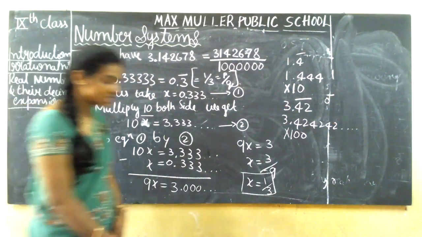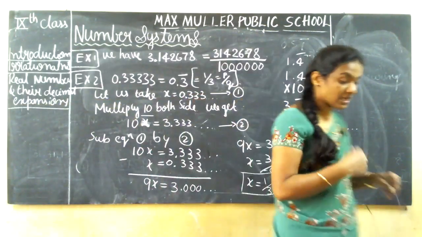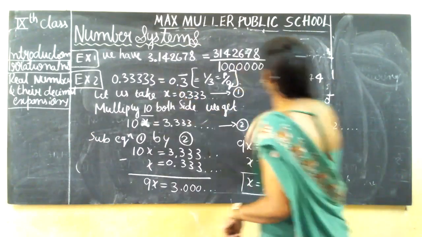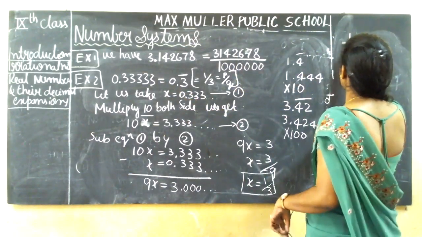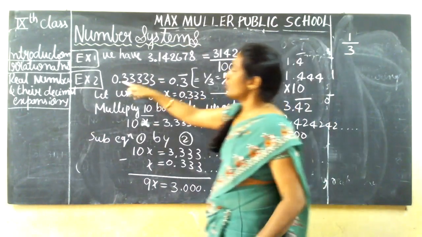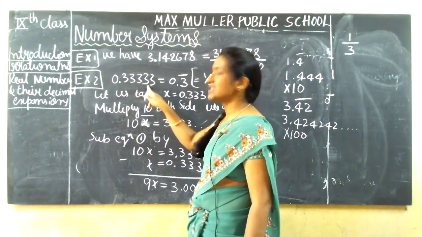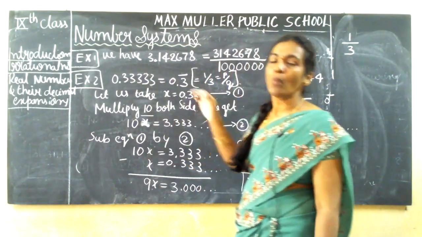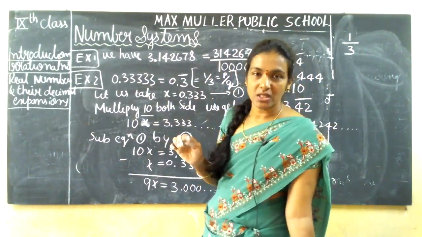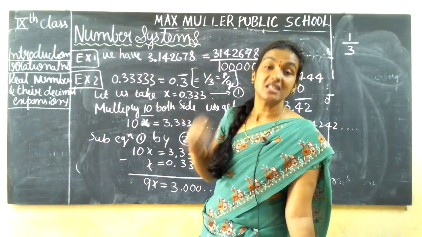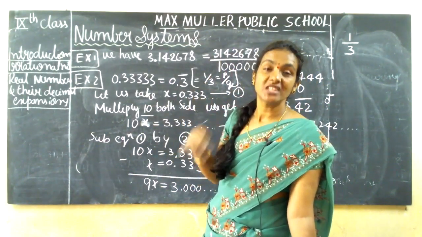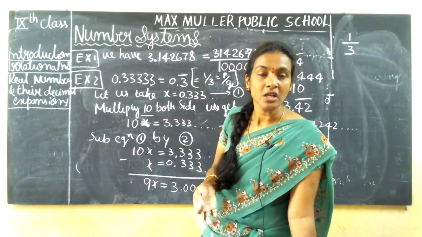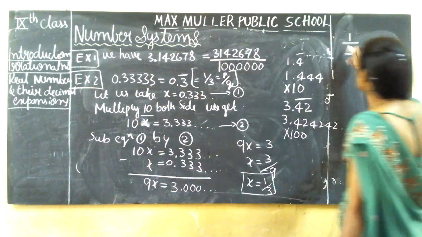Okay, so you may ask me, ma'am, you got the 1 by 3 answer, no? Let us verify whether we get this answer or not. As we are saying that 0.3333 in fraction form, the p by q form, the rational form, is 1 by 3, then after dividing 1 by 3 you must get 0.333 only. Then only our answer is right, otherwise it will be wrong. So let us verify here.